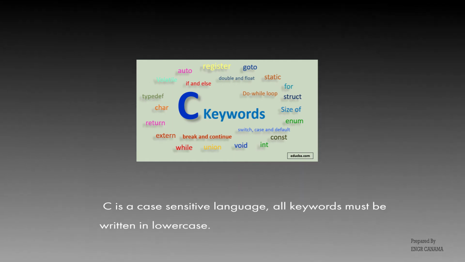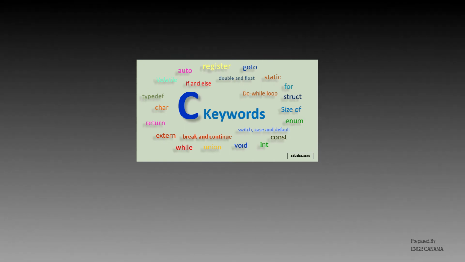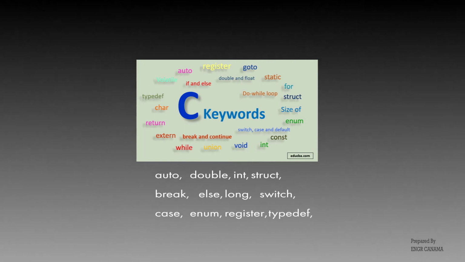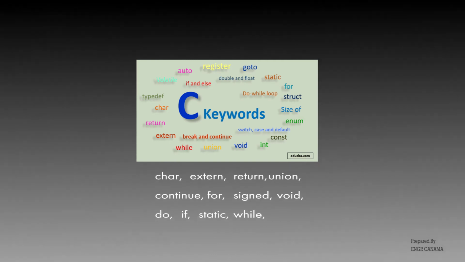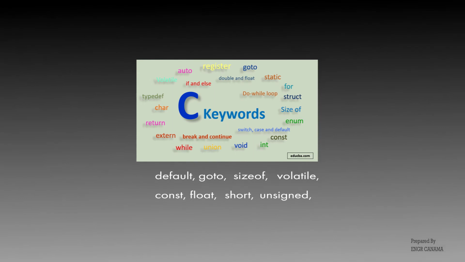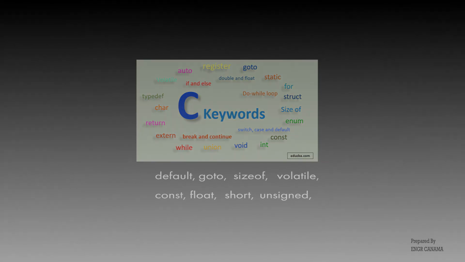Here is a list of all keywords allowed in ANSI C: auto, double, int, struct, break, else, long, switch, case, enum, register, typedef, char, extern, return, union, continue, for, signed, void, do, if, static, while, default, goto, sizeof, volatile, const, float, short, unsigned. All these keywords, their syntax, and application will be discussed in their respective topics.